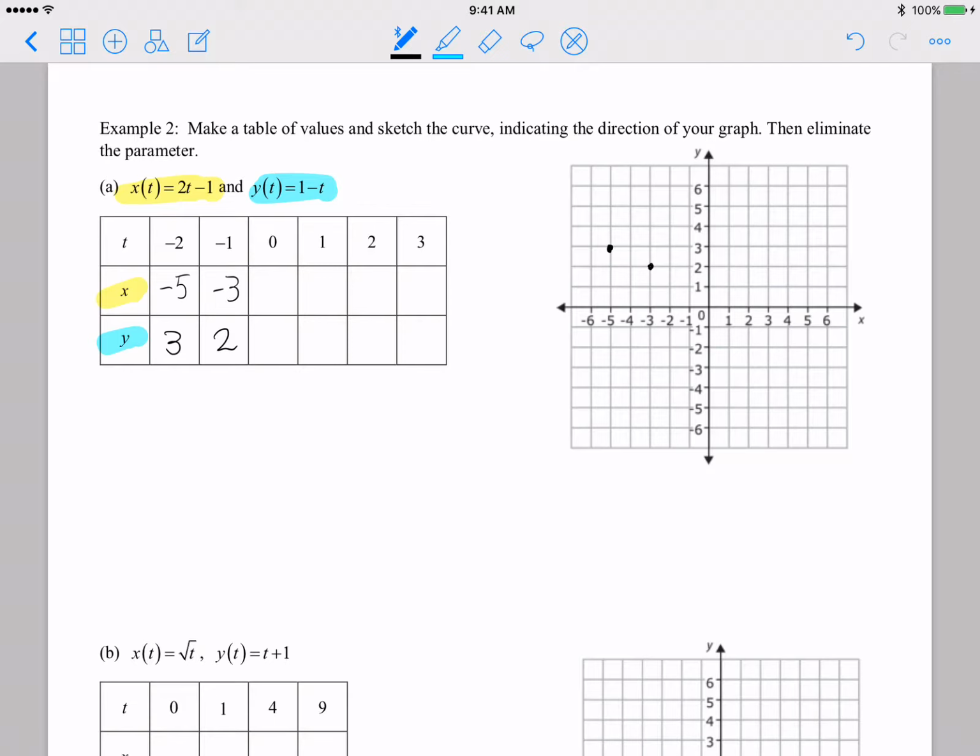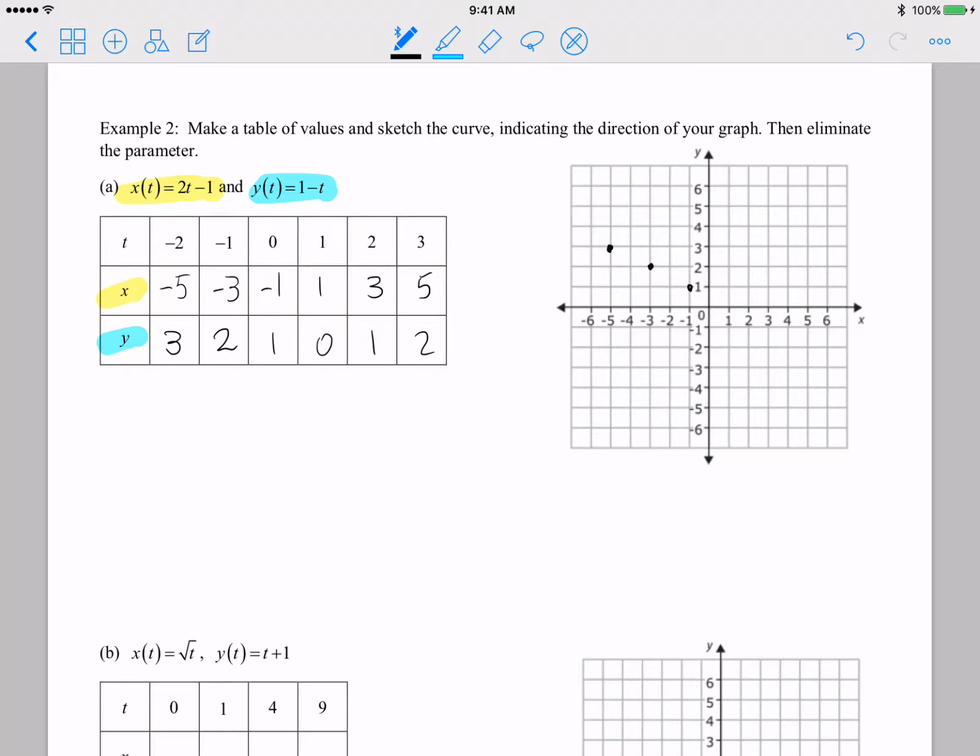If I keep doing this, then what I'm going to end up getting is negative 1, 1, and then 1, 0, and then 3, -1, and 5, -2. That's just from me plugging into x of t and y of t.